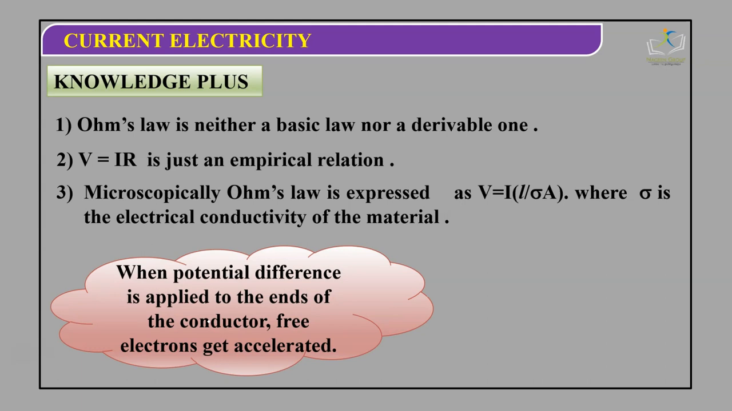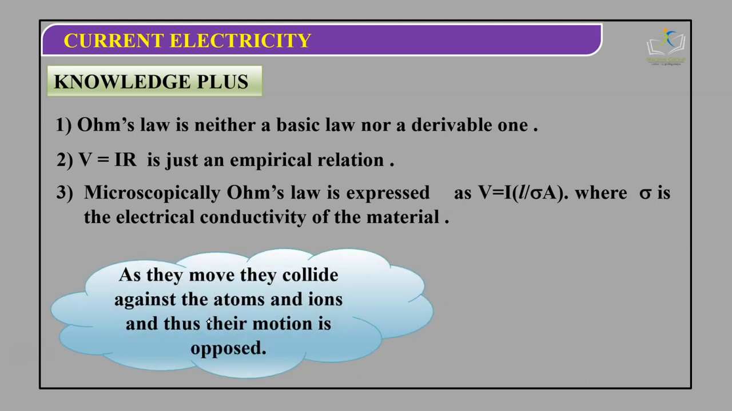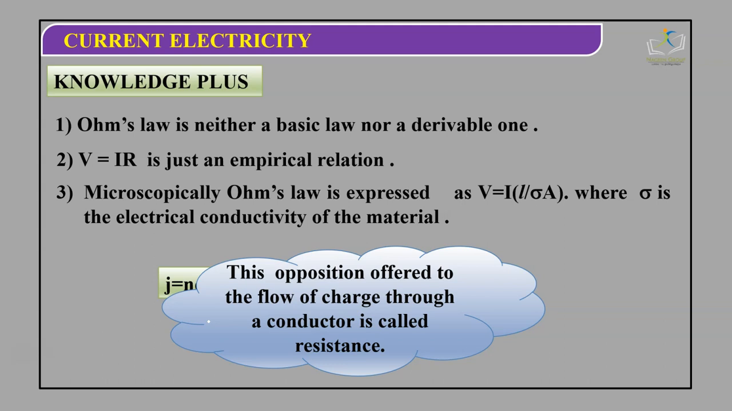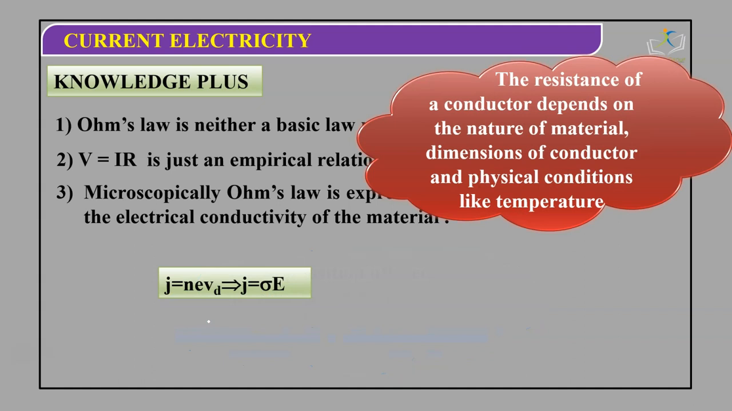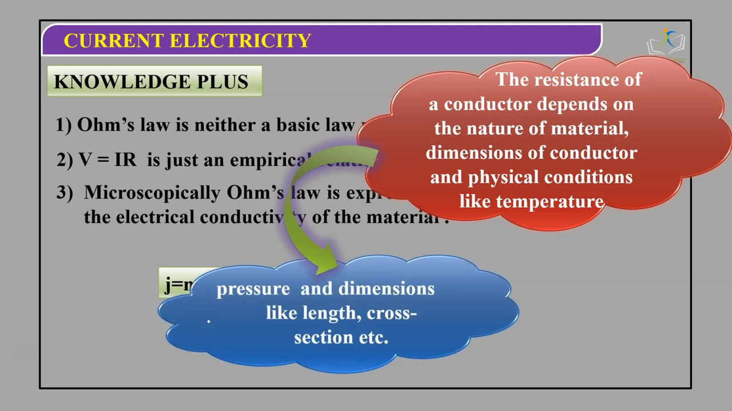When a potential difference is applied to the ends of the conductor, free electrons get accelerated. As they move, they collide against the atoms and ions, and thus their motion is opposed. The opposition offered to the flow of charge through a conductor is called resistance. The resistance of a conductor depends on the nature of the material, dimensions of the conductor like length and cross-sectional area, and physical conditions like temperature.